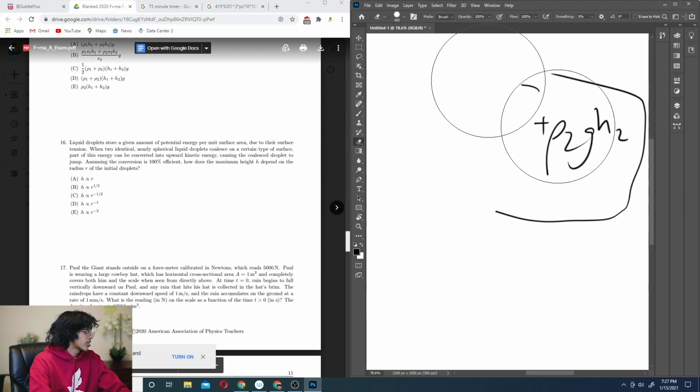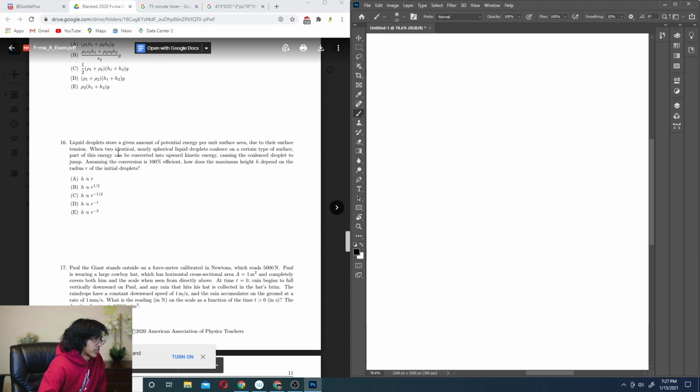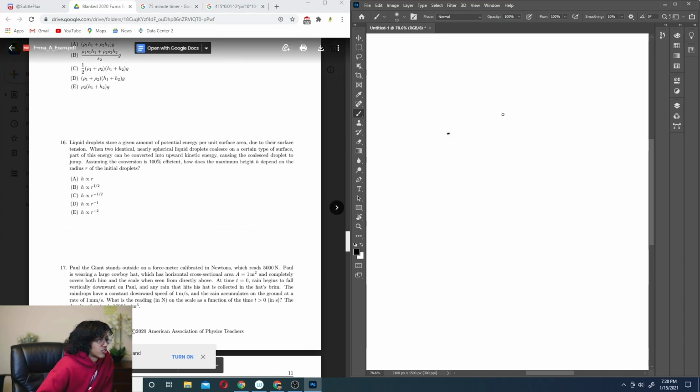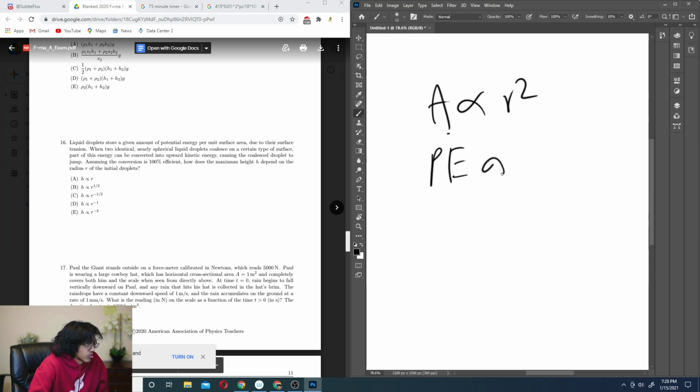Liquid droplets store a given amount of potential energy per unit surface area due to their surface tension. When two identical, nearly spherical liquid droplets coalesce on a certain type of surface, part of this energy can be converted to upward kinetic energy, causing the coalesced droplet to jump. So what does the maximum height depend on the radius r? They store energy per unit surface area, and the droplets are nearly spherical, so your surface area is proportional to r squared. Which means your potential energy is proportional to r squared, which means your upward kinetic energy is proportional to r squared, right? Then what is your height in terms of kinetic energy?